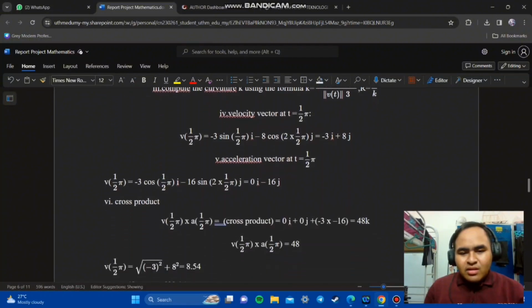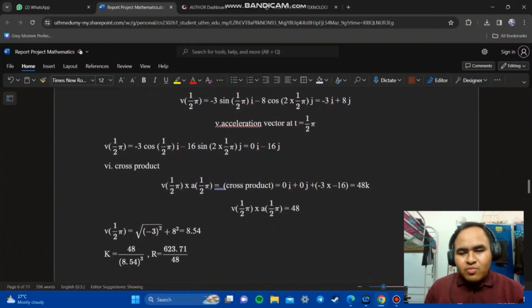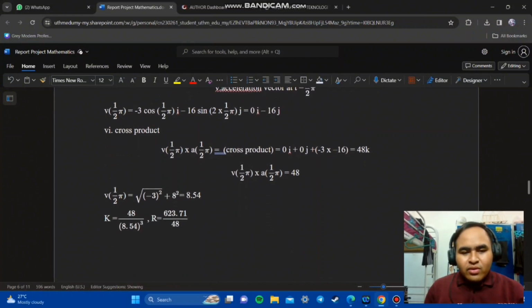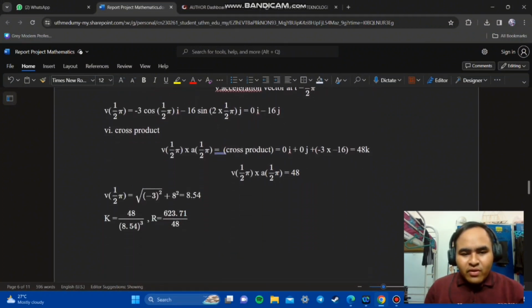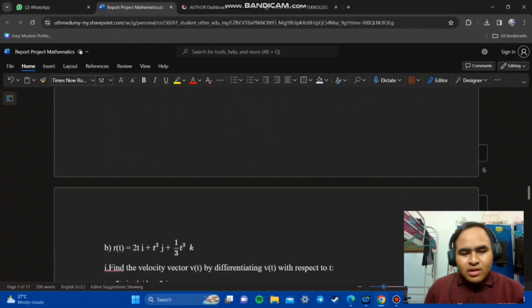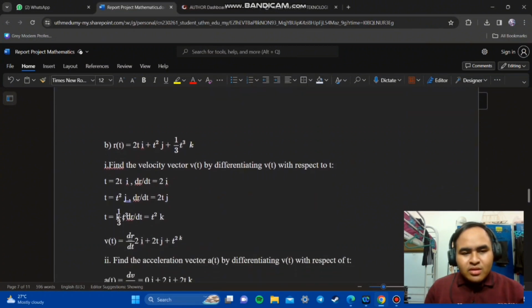And we got 0i minus 16j. And then we make a cross product to get the answer, which is 48. And then we do the formula for this, then we get 8.54, and k is 848 divided by 8.54 to the power of 3, and the radius is 623.71 divided by 48. Same goes with question 6b.